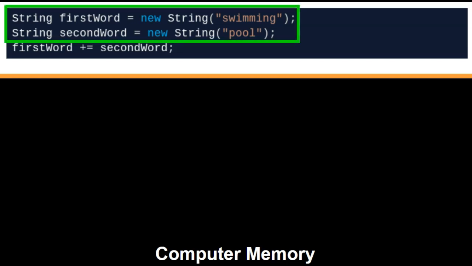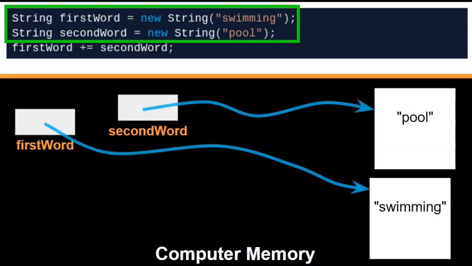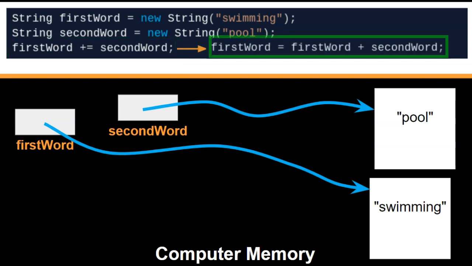First, these two lines of code create our two string objects in memory and also create their reference variables. Recall, we use arrows like this to indicate that a reference variable contains the address of a particular object. Next, this line of code executes. Remember, the plus equals shortcut is simply a shortcut for this line of code. By writing it out this way, it'll be easier to analyze.